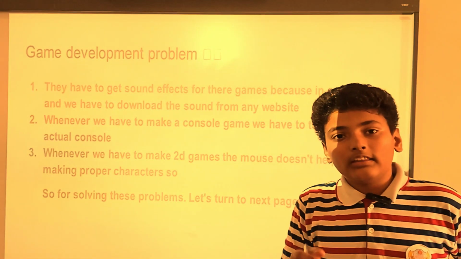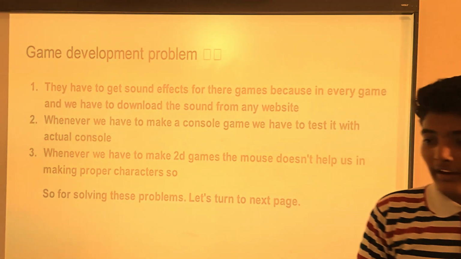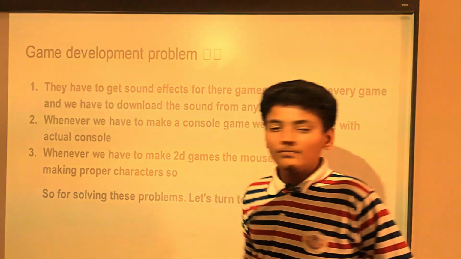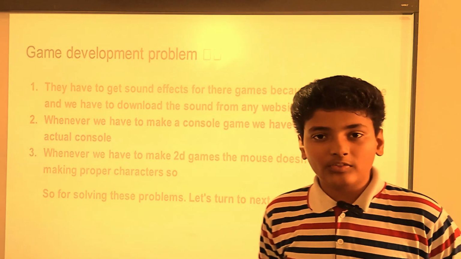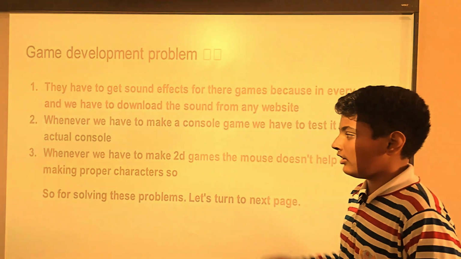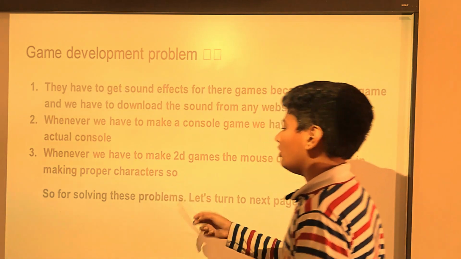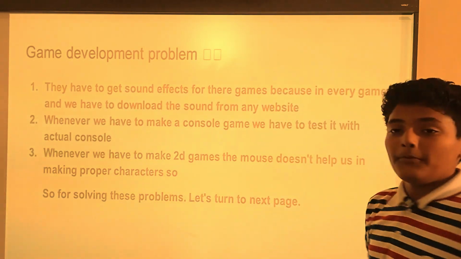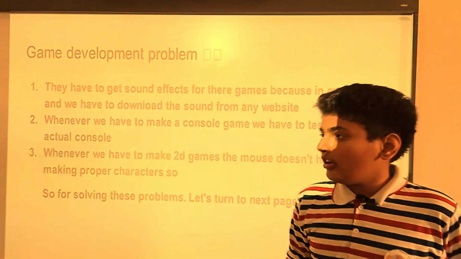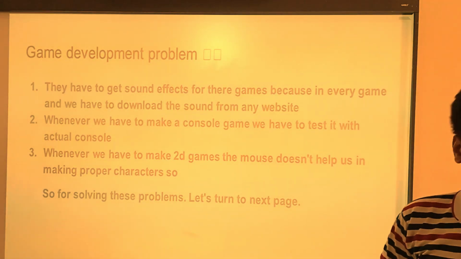Cringe means very awkward and very complicated, and you have to download the sound from any website. If you download any sound from a website, you can get hacked, or it will attack your system, or you can get a copyright claim. Whenever we have to make a console game, we have to test it with an actual console. If you're making a PS5 game, Nintendo Switch game, or Steam Deck game, you need to check an actual console. Whenever we make 2D or 3D games, we need to animate the shapes properly, and when we animate with a mouse, it doesn't work properly. So for solving the problems, let's turn to the next page.